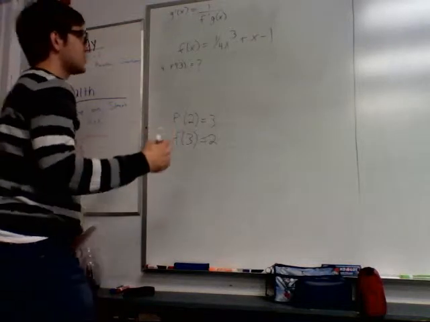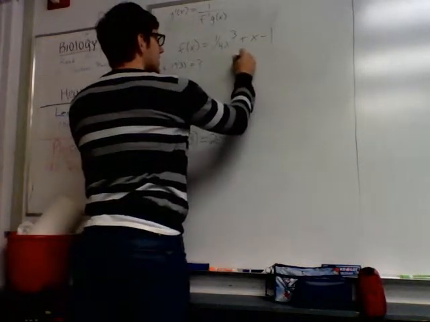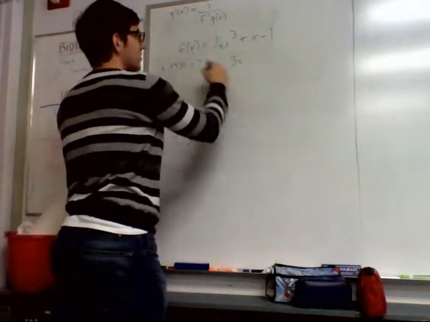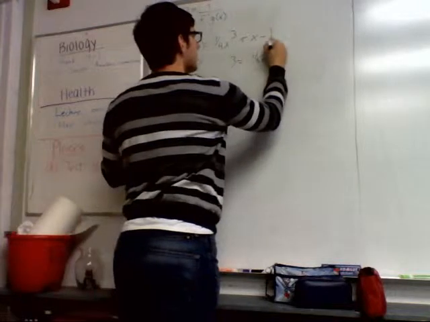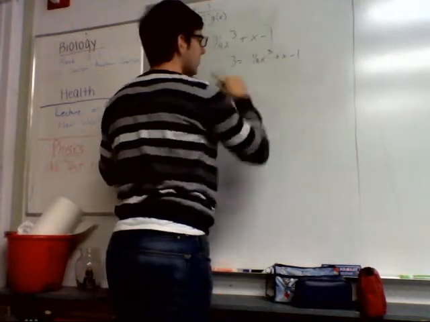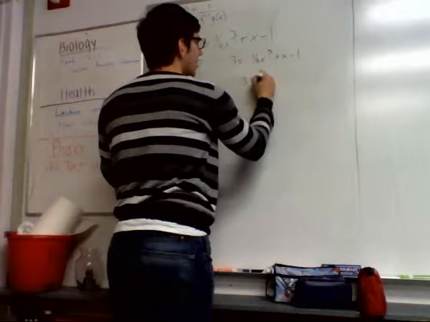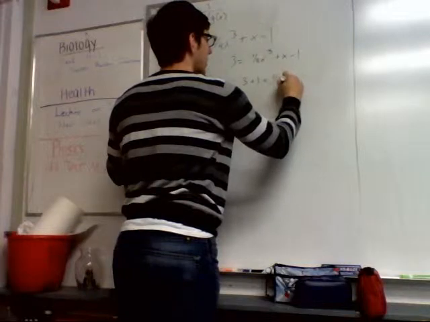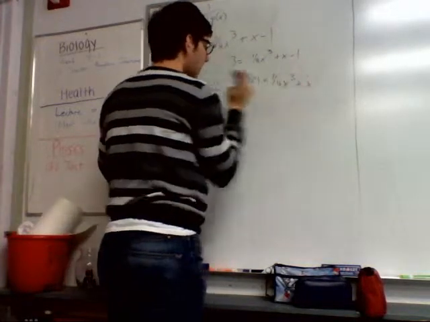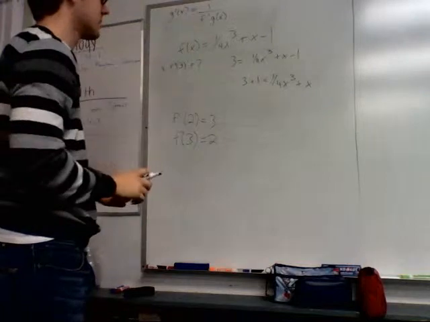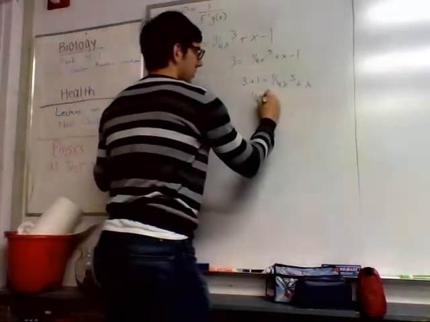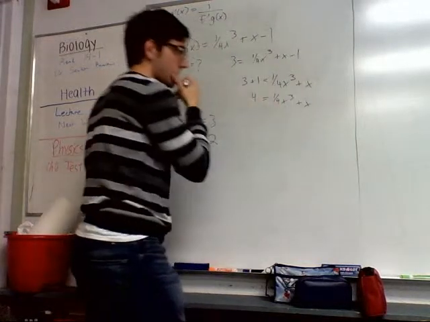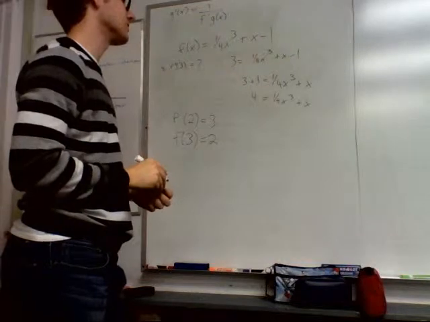But I'll just do it real quick. So 3 equals, they want to know what 3 is basically. What does x equal at that point for this function? 1/4 x cubed plus x minus 1. Okay, so we get 3 plus 1 equals 1/4 x cubed plus x. And you have to solve for that. And so we get 4 equals 1/4 x cubed plus x. Okay, and solve for that.